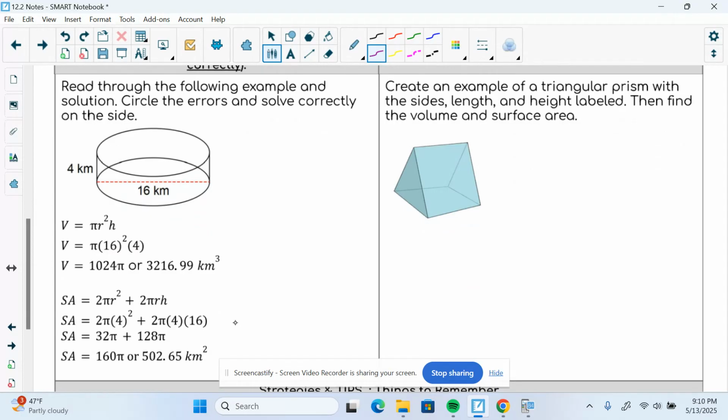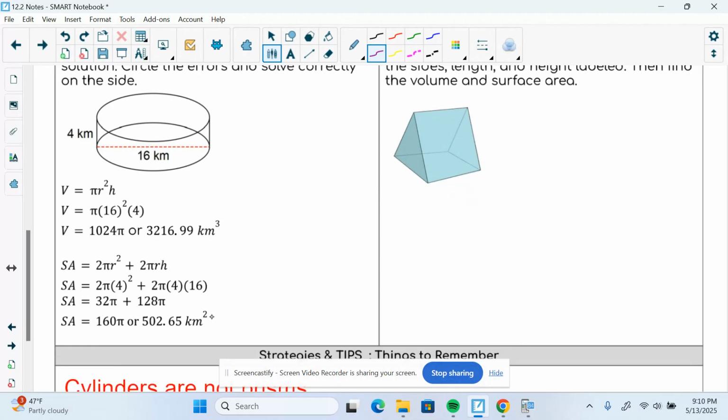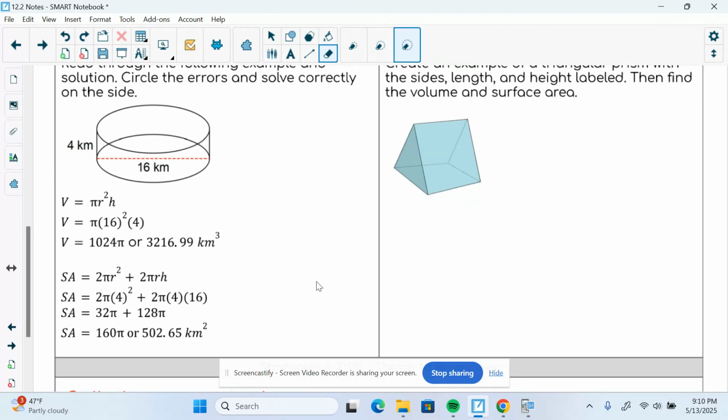Next up, read through the following examples, circle the errors, and solve correctly over here on the side. So we're just going to solve it correctly over here. Okay, so first thing I'm going to check, do they have the right formulas? This is a cylinder, right? So when I look back at my notes, I need to look for the formulas for volume and surface area of a cylinder.